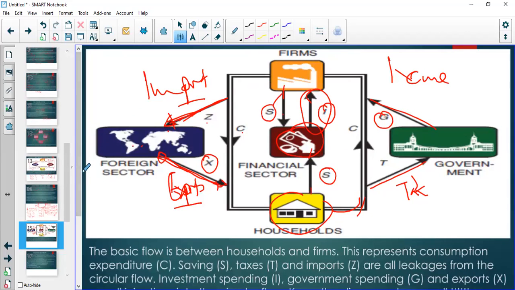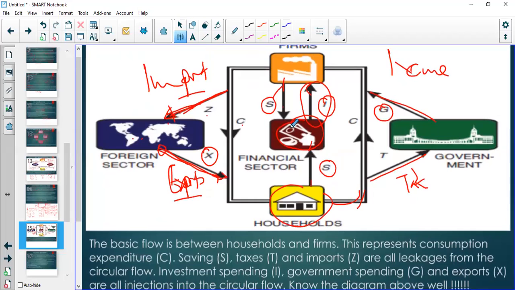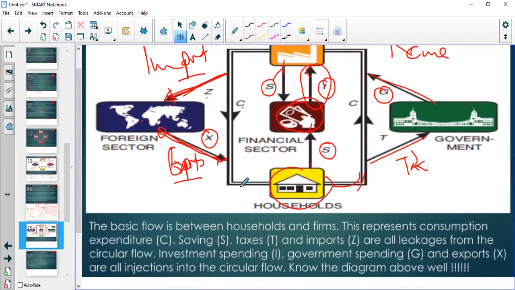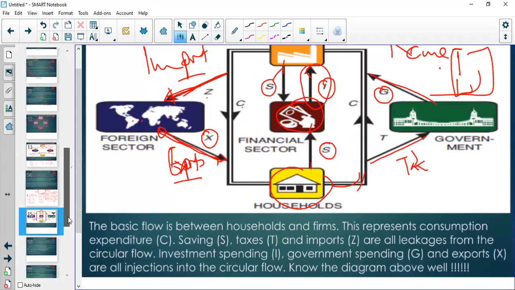as well as knowing and being able to identify all those arrows. You should be able to do that because that's very important. So you should be able to identify the arrows as well as categorize or classify them as either being an injection or a leakage. All right, so you need to be able to do that.